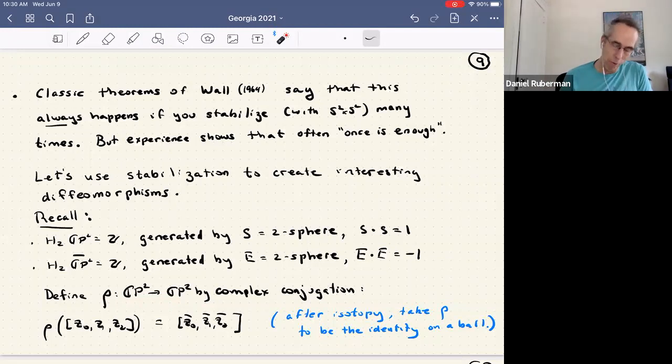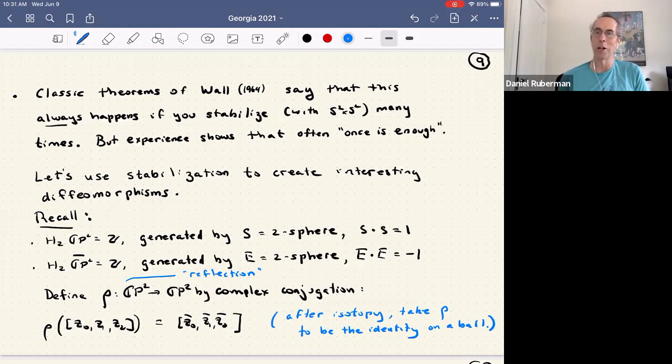So when I write rho, I will call it a reflection, and reflection sort of sounds like it should be of order 2, but it's really a reflection modified so that it's the identity on the ball. And the point of doing that is so that I can take two such diffeomorphisms and glue them together on a part where they agree. So in other words, at a point where they're both the identity.